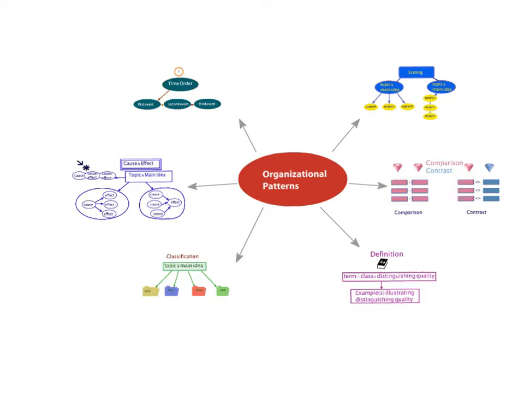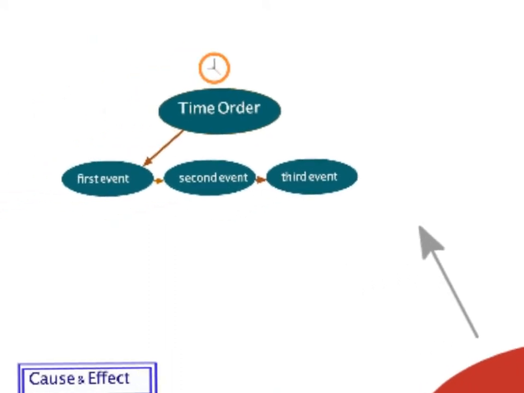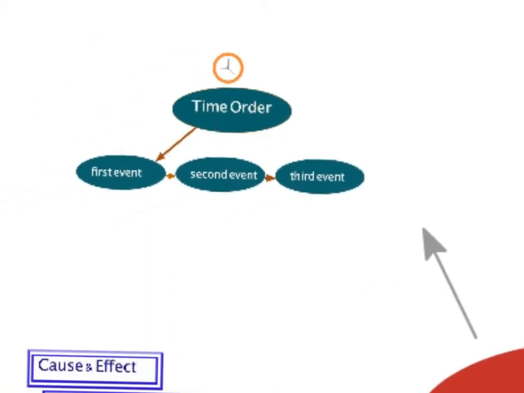Okay, in this video I'm going to briefly introduce organizational patterns. And the first one we want to look at is time order. Time order is organizing things, as it says, by time. This is sometimes called chronological order. And in this, the events have to happen in a certain order. This can also be with a process, like how to make something or how to build something.